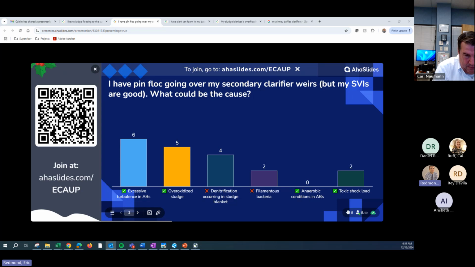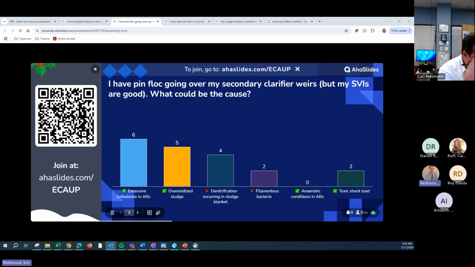And when you look at the EPA manual, what they really stress, and I think generally this is a good starting place to look at, is excessive turbulence and over oxidized sludge in the aeration basins. So what's happening if we have excessive turbulence or over aerating? We're breaking apart the flocks. That's the theory there. And to me, you've got to have a lot of turbulence to do that.